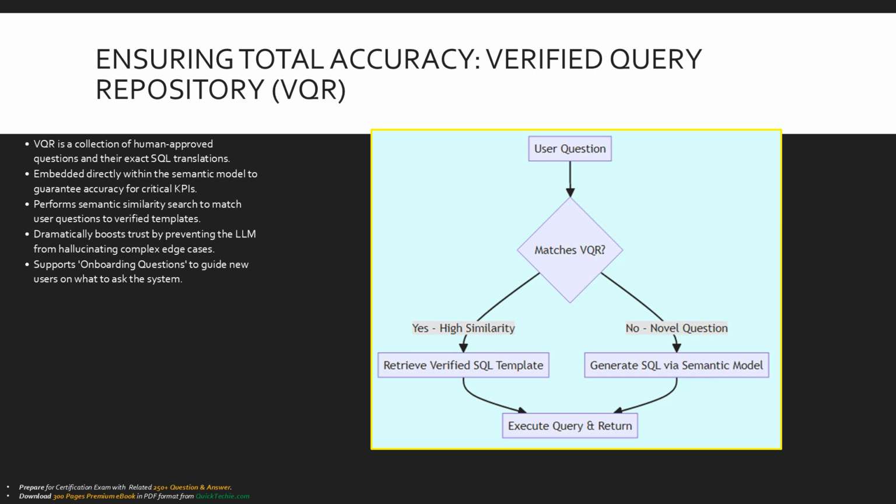When a user asks a question, Cortex Analyst first checks if it is semantically similar to a verified query in the repository. If it is a match, it uses that exact SQL logic as an unbreakable template, dynamically adjusting filters if needed. This dramatically boosts accuracy and executive trust.